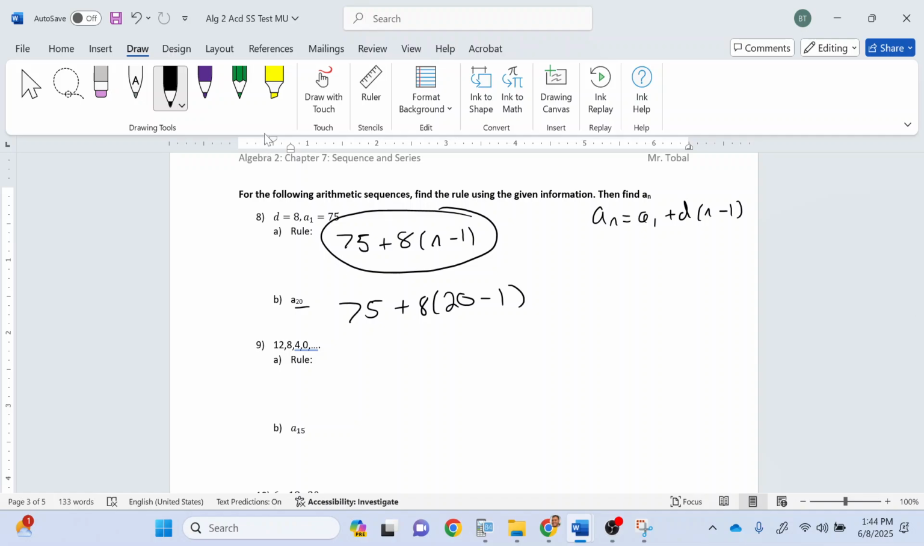Do you need to see me type it into the calculator? No, you should be able to learn how to type in the calculator by now. Come on. 75 plus 8 times 19 is 227. So 227. Great job. Next one, the same thing.